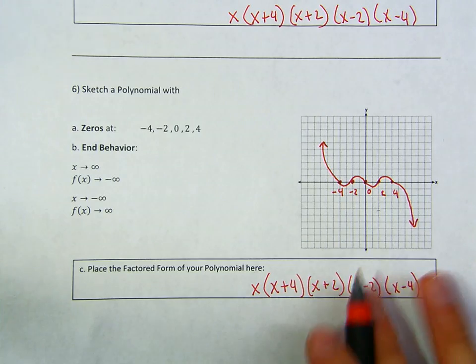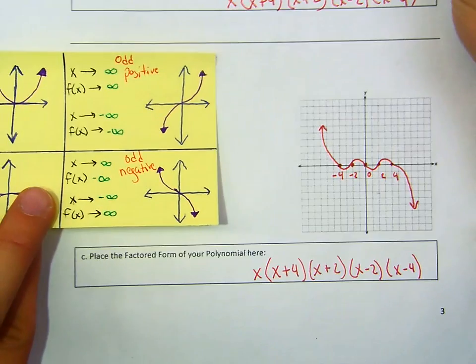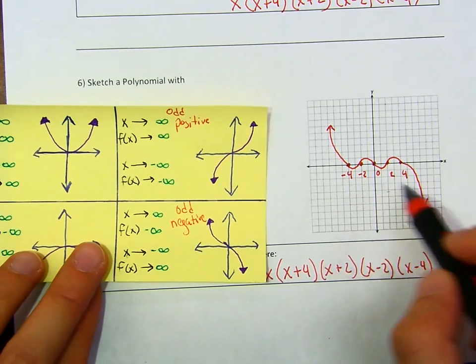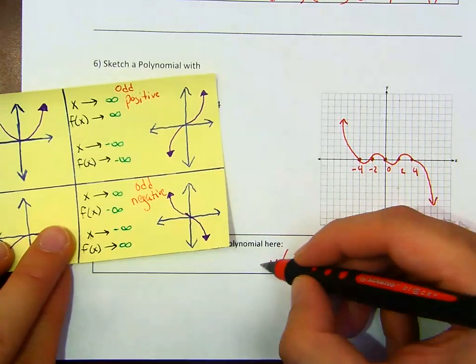But we're missing something. Notice that the previous one was odd positive, and once we have this end behavior looking like this, it's odd negative. So negative meaning the leading coefficient has to be negative over here.